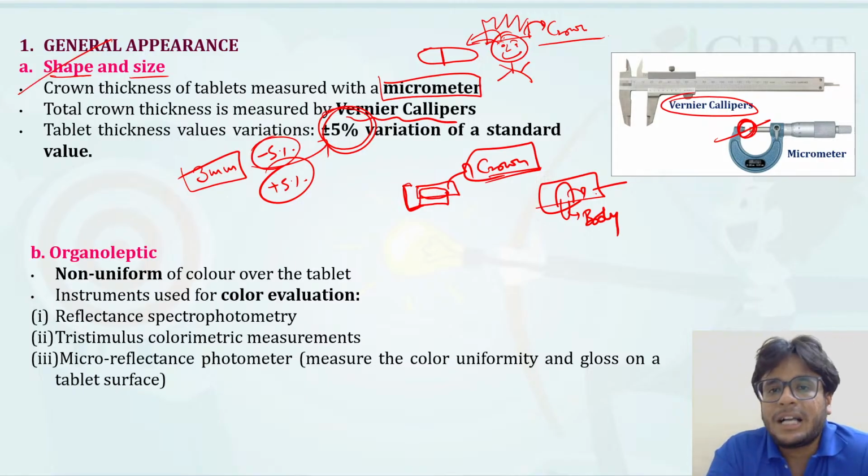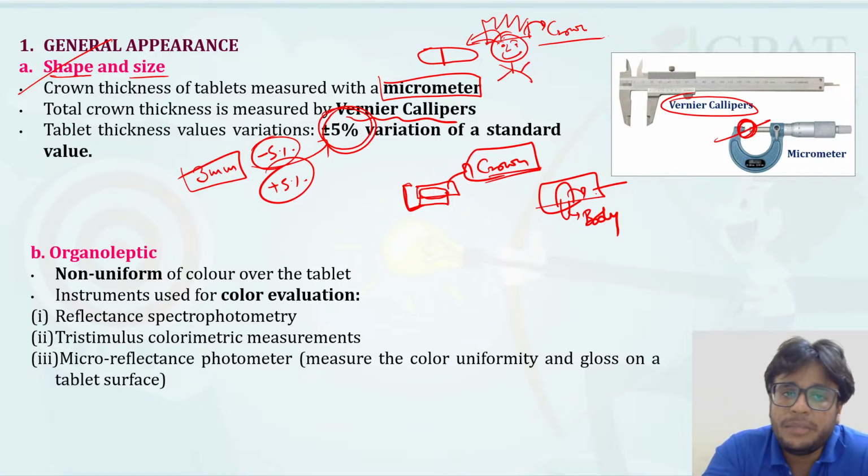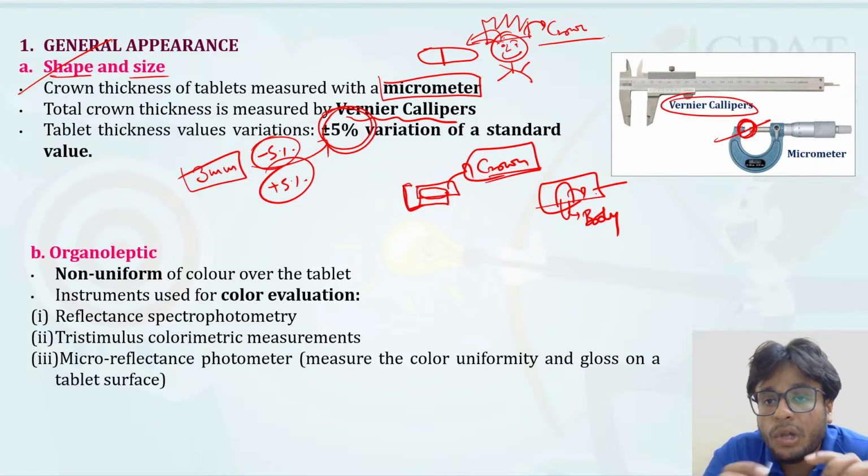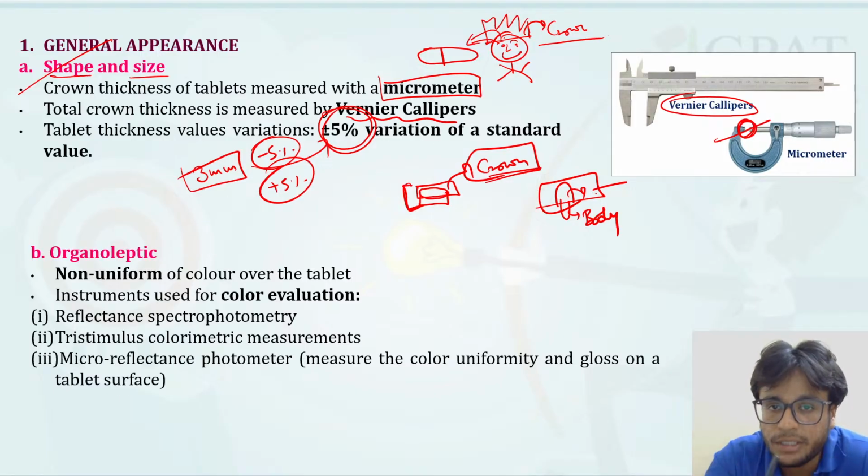If we want to determine the crown thickness, then it is determined by the micrometer, and if we want to determine the whole thickness of the tablet, we have to use the vernier caliper as shown in the figure. And the total thickness value variation is allowed in a range of plus minus 5. Either it can be plus 5% or the minus 5%.